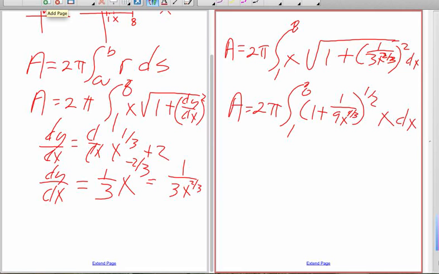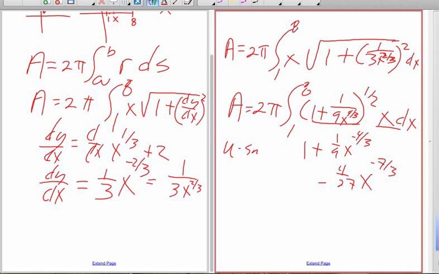So what I want to see then is if I've got a u sub, and I can tell you right now we don't because of this thing. But even if we did, let's take a real quick look. So I'm going to have 1 plus, and this is going to be 1/9 x to the negative 4/3. And if we do that, that's going to give me a negative 4/27 x to the negative 7/3, which we do not have. We've got an x, and that's it. We do not have x to the 7/3. So u sub is out.